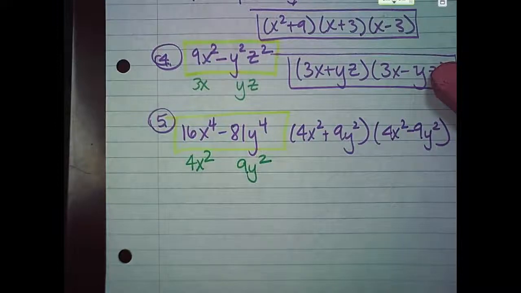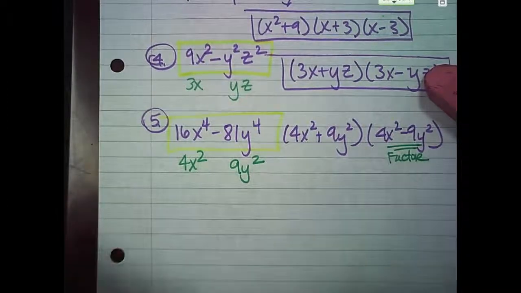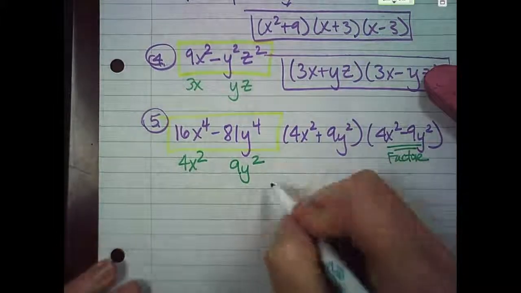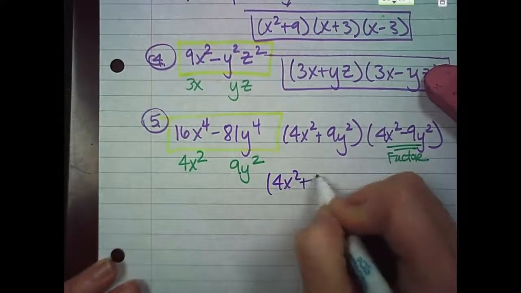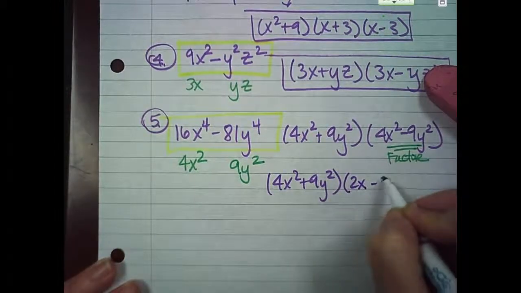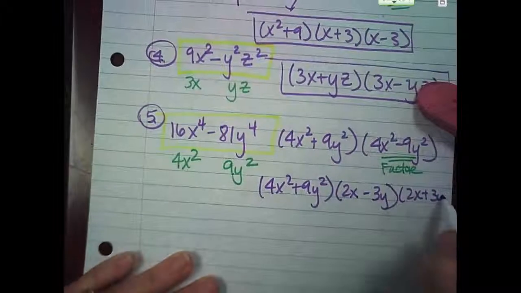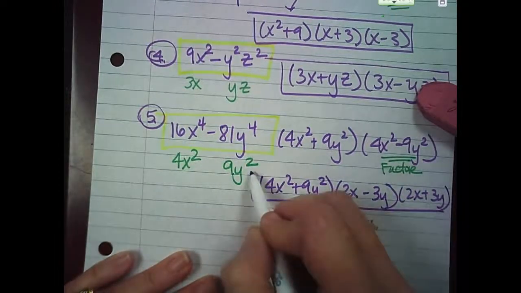It's all done. Yes or no? No. No. This can be factored one more time. Giving you 4x squared plus 9y squared. That one stays the same. This one becomes 2x minus 3y and 2x plus 3y. The order doesn't matter.